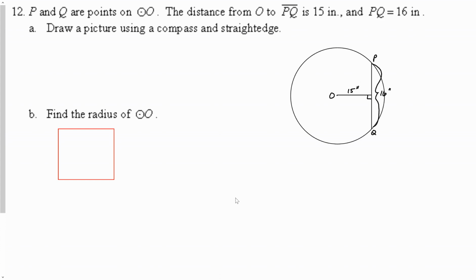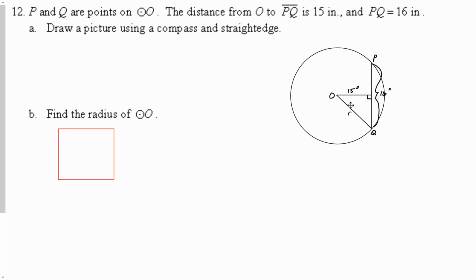Now your job is to find the radius of circle O. Finding the radius of circle O, the first thing you'd want to maybe do is draw in a radius. So connect from the center of the circle out to, I would say, either endpoint of the chord PQ.